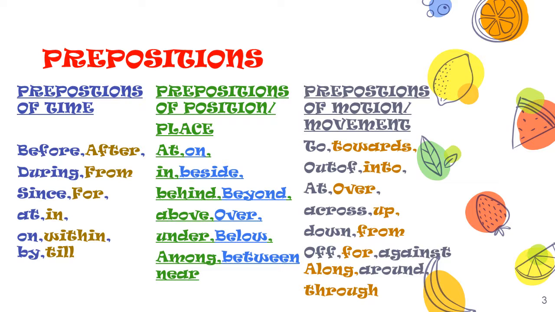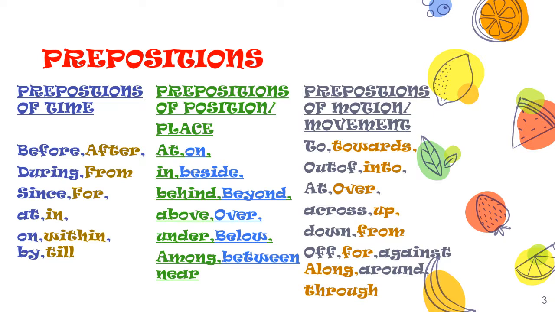Prepositions are mainly of three types. The first one is prepositions of time. Second, prepositions of position and place. And the third type is prepositions of motion or movement. Today we will just cover prepositions of time. Which are they? Before, after, during, from, since, for, at, in, on and within. And we have two more, by and till.